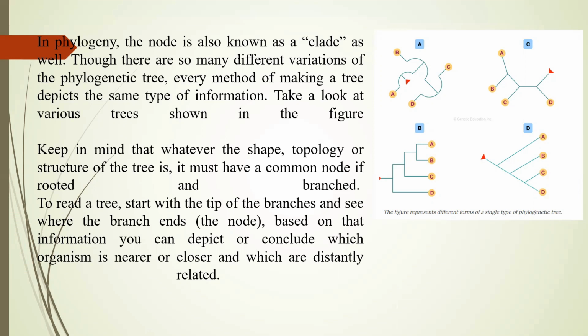To read a tree, always start with the tip of the branch and see where the branch ends, that is the node. Based on that information, you can conclude which organisms are closely related and which are distantly related. So here we can see that in diagram B, A and B are closely related to each other and A is distantly related to D. That is how we read a phylogenetic tree.